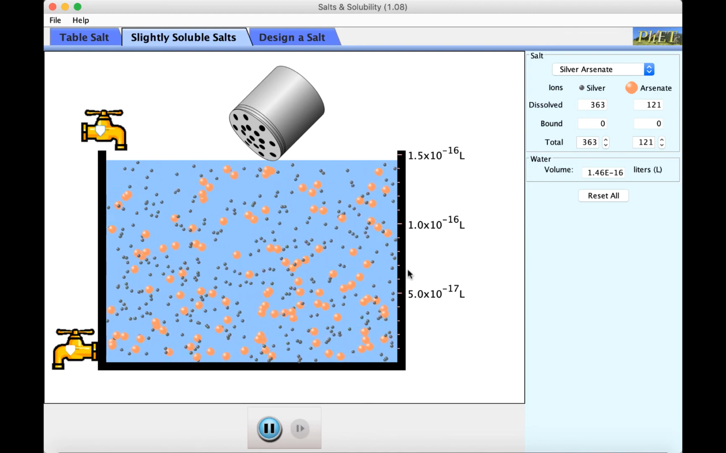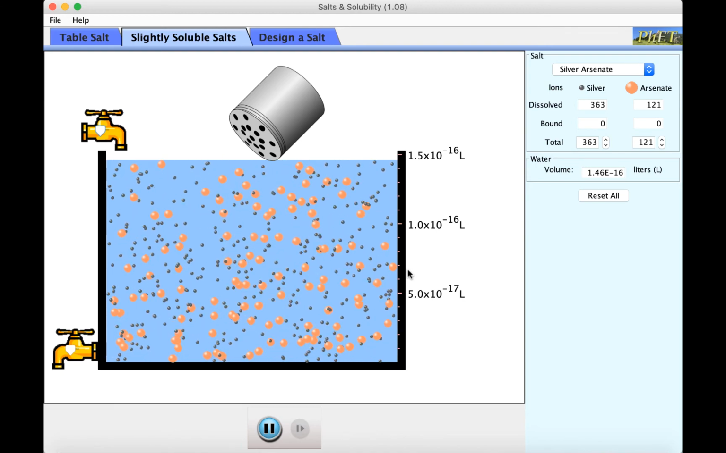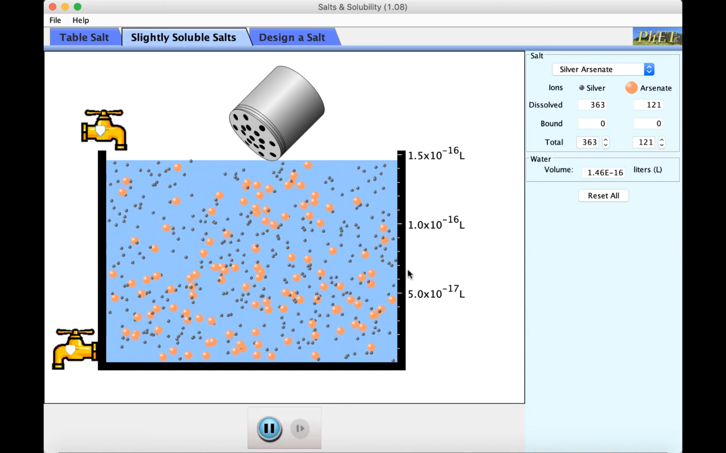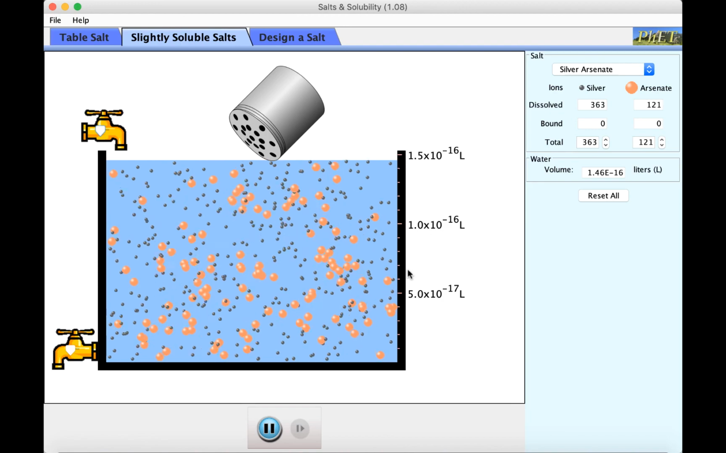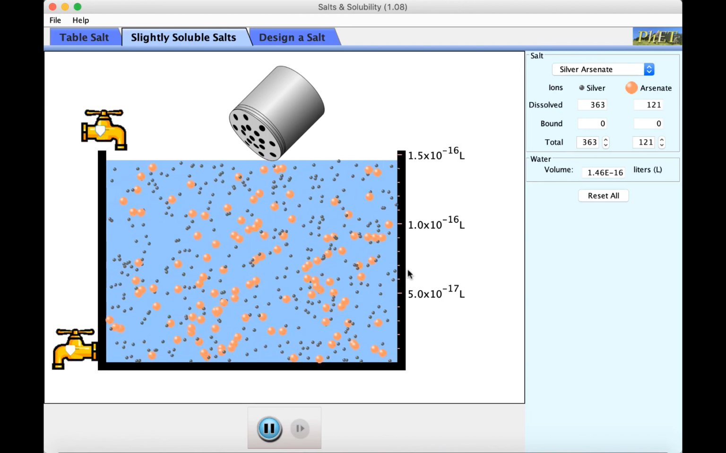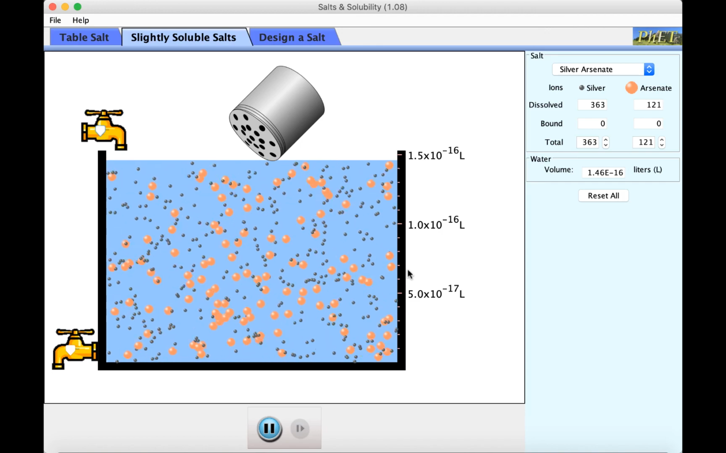There are also other ways that we could affect the solubility of a substance, and we'll take a look at those. But I thought this visual simulation might help you out in understanding what exactly is going on at the particle level when you dissolve a salt or dissolve any substance into a polar solvent like water.